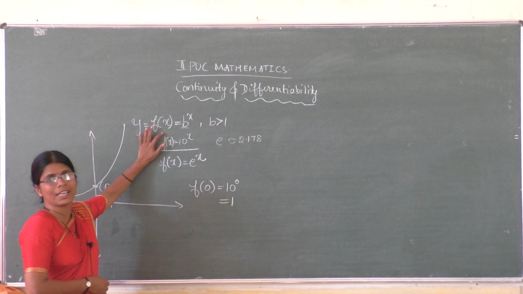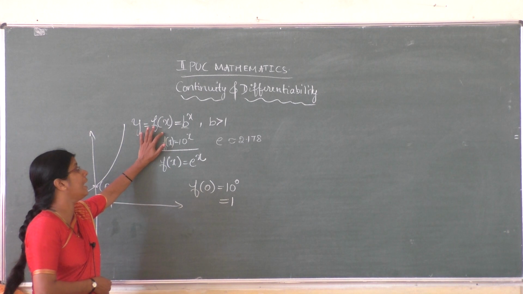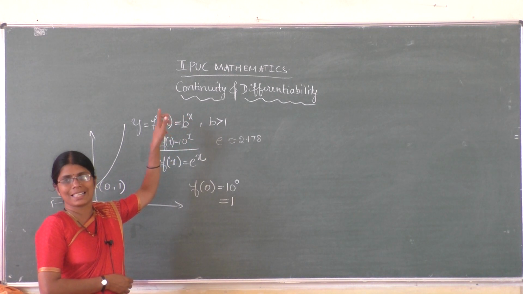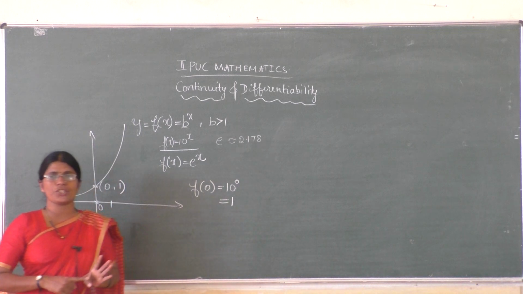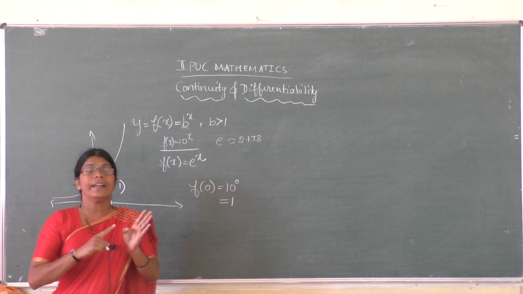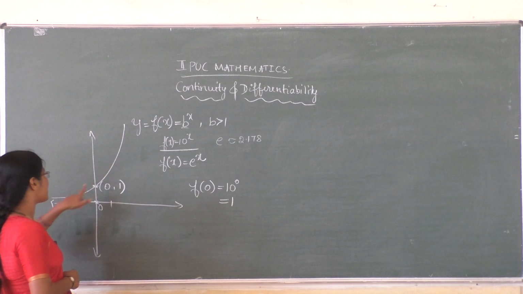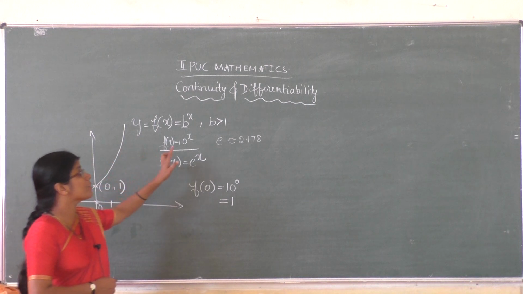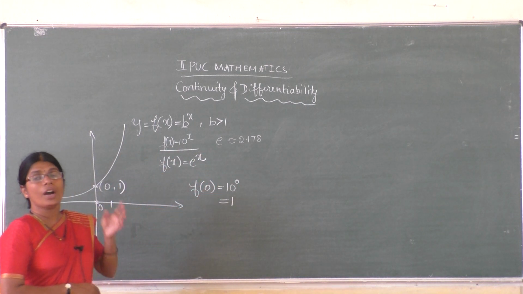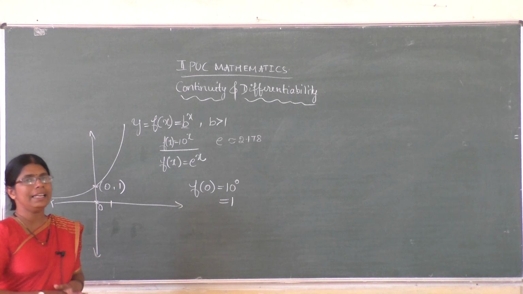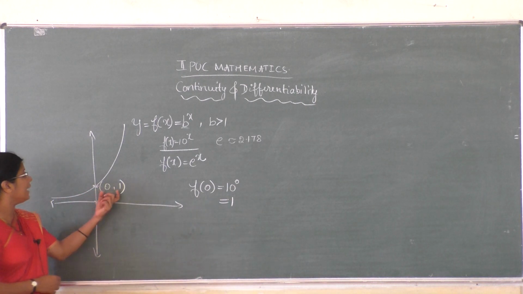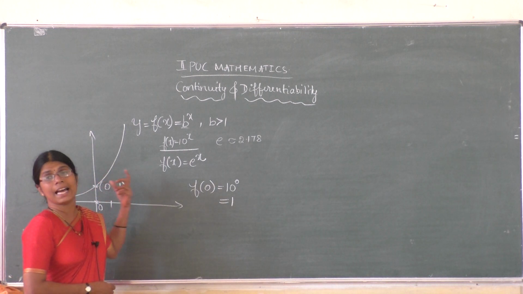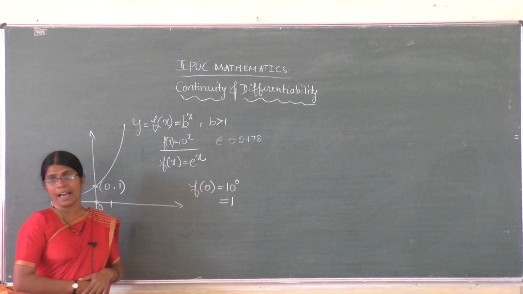The domain of the exponential function is real numbers, because you can apply any value for this x. So the domain of the exponential function is the set of real numbers. Range: here you can see the graph, it is above the x-axis, so only positive values you are getting. So the range is positive real numbers. And the point 0, 1 always lies on this particular graph.